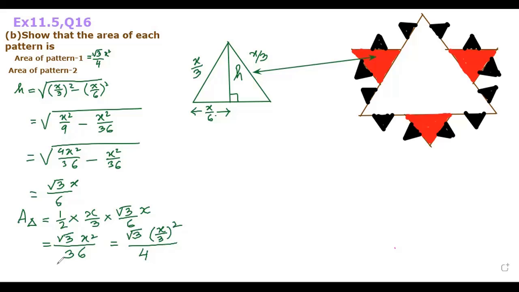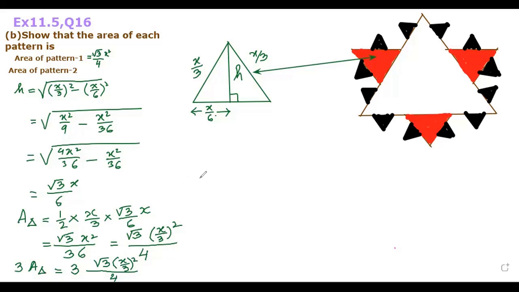Okay, so now how many red triangles are there? Definitely there are 3 red triangles. So the total area of 3 red triangles will be 3 times the area of one red equilateral triangle. So this will be 3 root 3 x upon 3 whole square, whole upon 4. So this is the area of 3 red triangles.